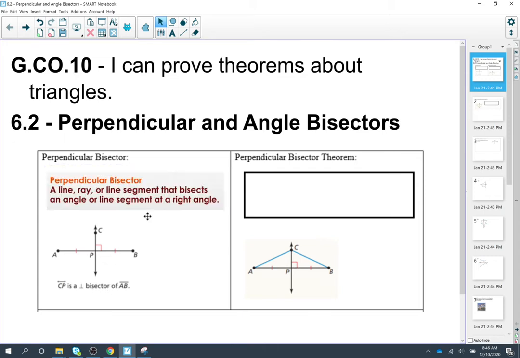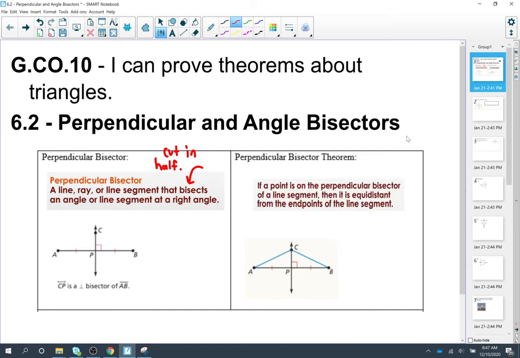So our official definition: a perpendicular bisector is a line, a ray, or a line segment that bisects an angle or line segment at a right angle. And specifically for bisect, I'm going to add on here, cut in half.